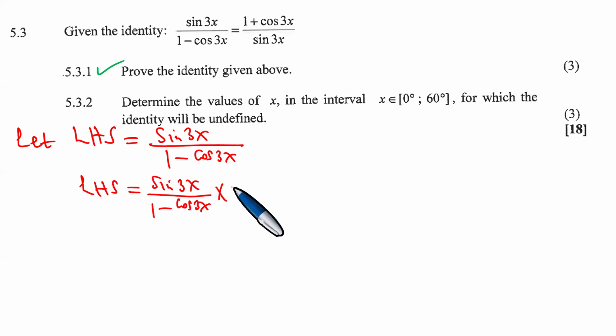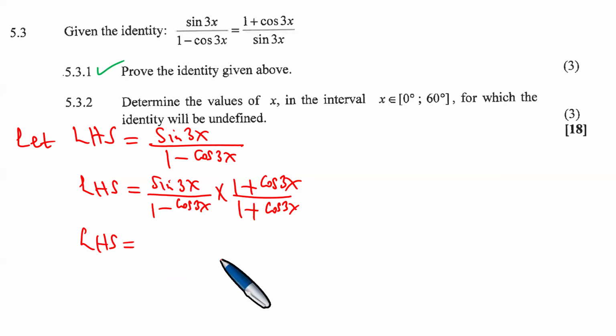It becomes a brain teaser. What brain teaser? We put a plus. We rationalize to introduce the plus, the 1 plus cosine 3x. We rationalize.